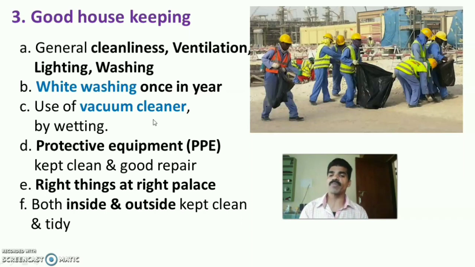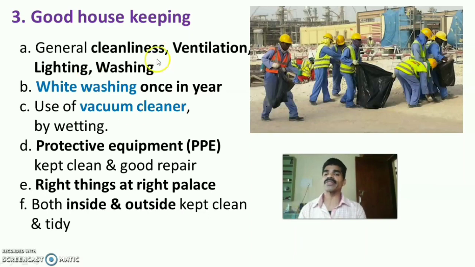Then protective equipment, PPE, should be kept clean and in good repair and good working condition when it is necessary in an emergency. Then right things at right place. So all the things in the factory or industry must be kept at the right place, and in an emergency it could be easy to handle if the things are in the right place. Then both inside and outside of the industry or factory should be kept clean and tidy. So these are some of the measures for good housekeeping.